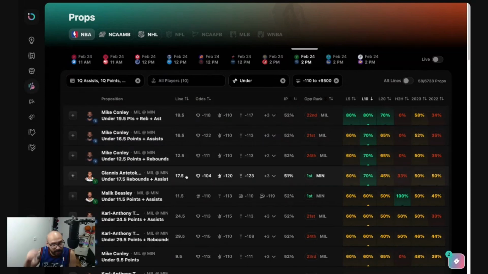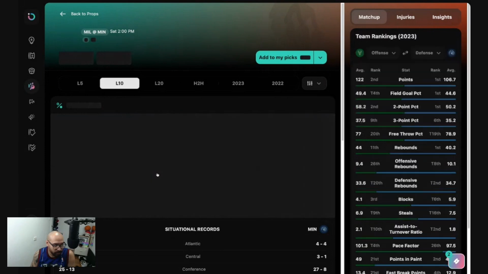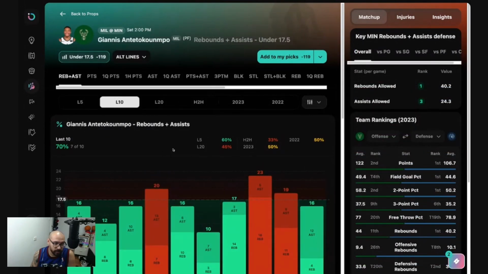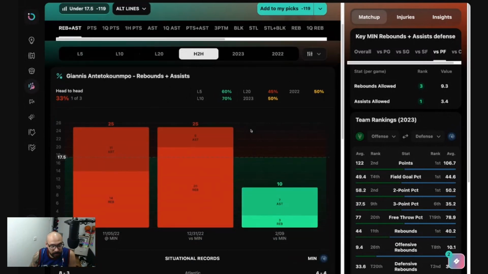We've got Giannis, under 17.5 rebounds and assists. That could be an interesting one, especially if he's a game time decision. He's gone under 17.5 in 7 out of his last 10 games. Matchup is a difficult one. The Timberwolves allow the 3rd fewest rebounds and the fewest assists to power forwards on the season. But he's killed them in the past. So this is 2022. He had 14 rebounds, 11 assists. Then he had 20 rebounds and 5 assists.